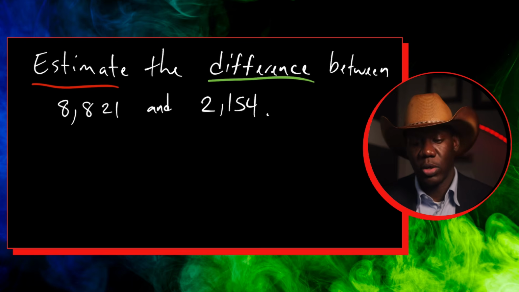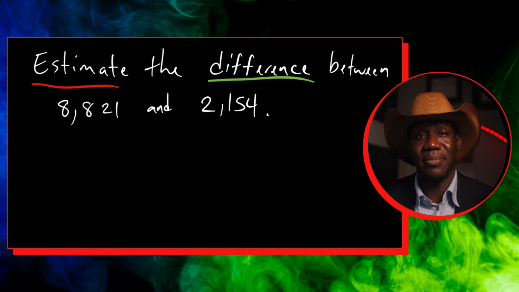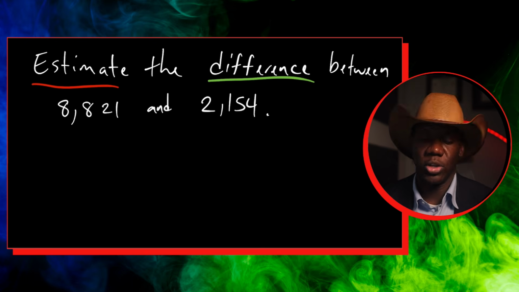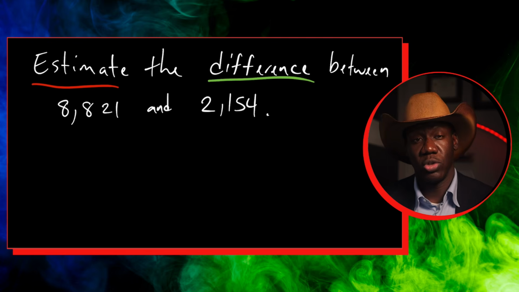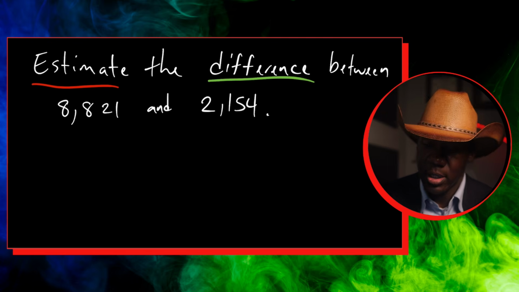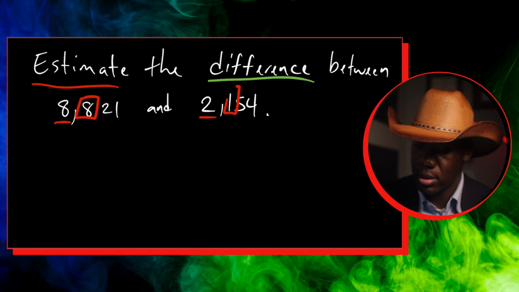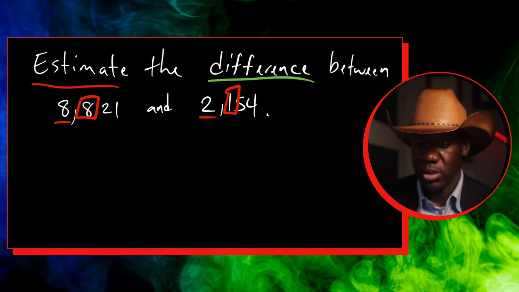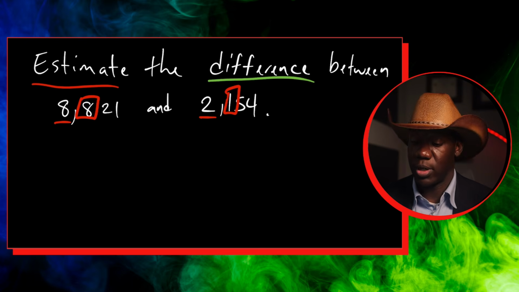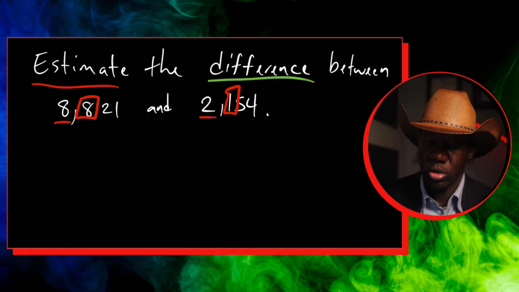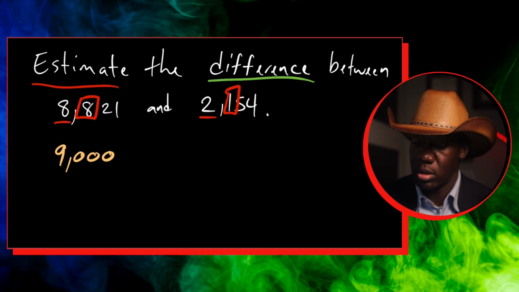All right, so like I said, we're always going to want to estimate, or round, the numbers first, and then we're going to find the difference. So we're going to use our underline box method again. Underline, box. All right, 4 or less, let it rest. 5 or more, raise the score. 5 or more right there, so we're going to raise that 8 to a 9. 4 or less, we're going to let it rest. So this is going to remain 2.